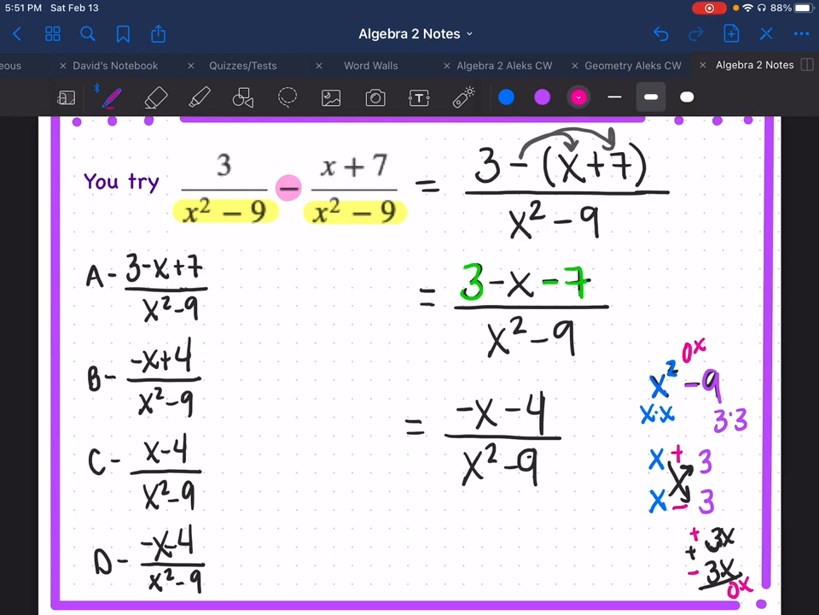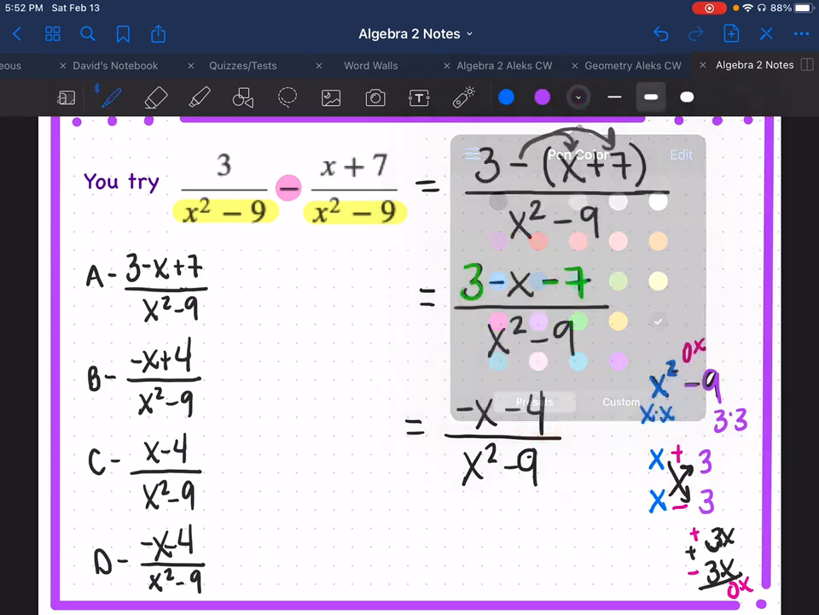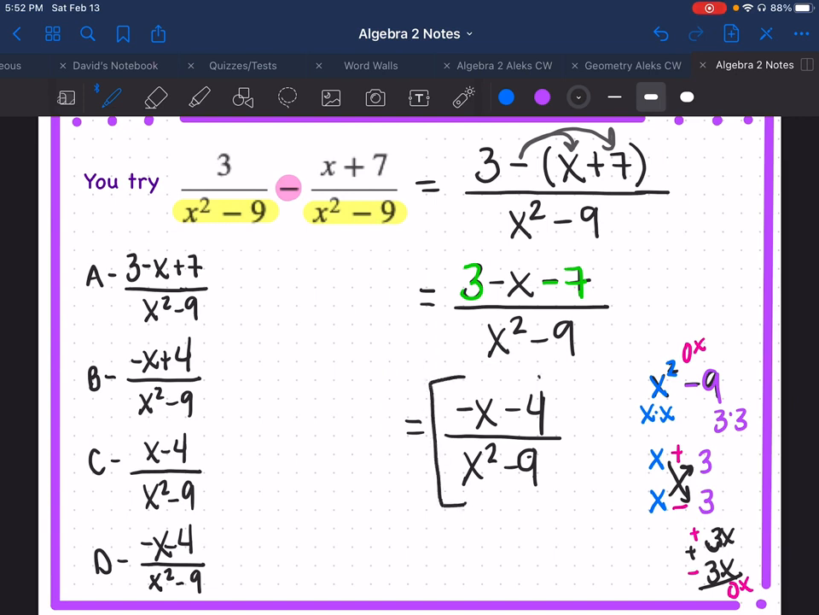Notice once again, just like before in the last example that we talked about, my two factors in the denominator are going to be 3. My factor in the numerator is 4. 3 and 4 are different, and so they will not cancel out. So my answer is this one right here, which happens to be answer choice D.